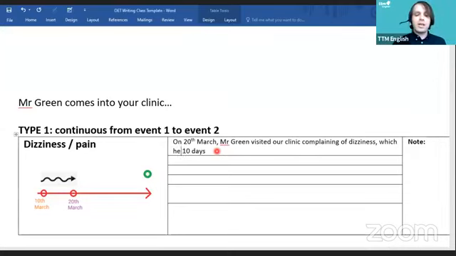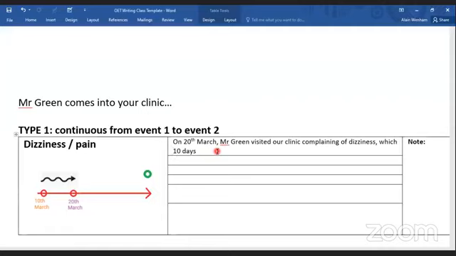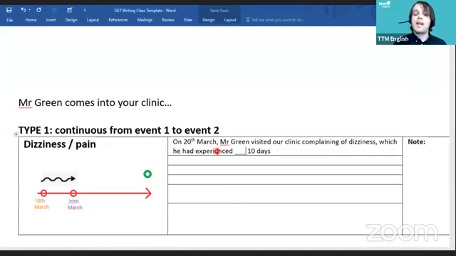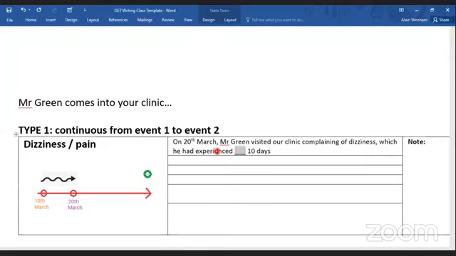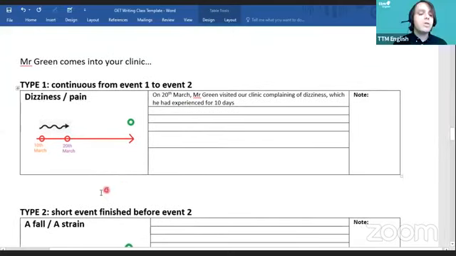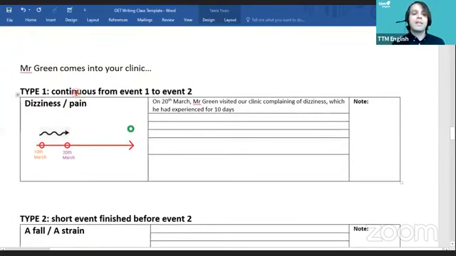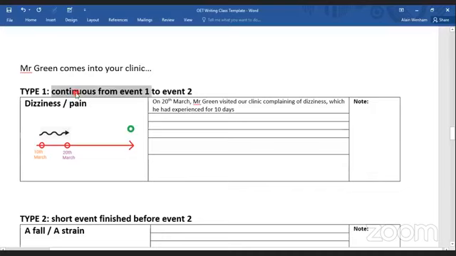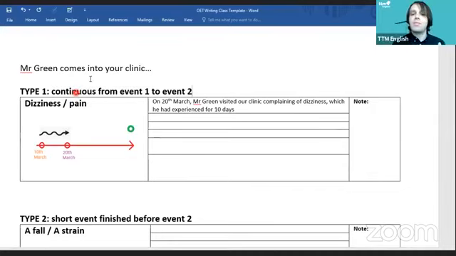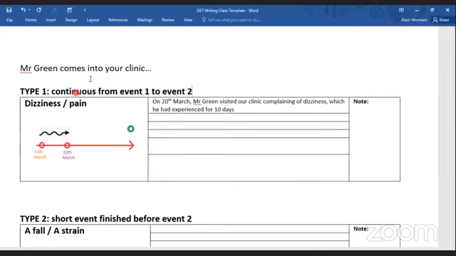So which? He had experienced. And what do I need here, guys? Can everyone shout out? For the last 10 days. For 10 days. Okay. So there's two types. When you think about past perfect, you've got to think about, is this event finished in the past, of the past, or is it ongoing? Something like dizziness here. Look, it's a continuous event. It's continuous from one event to another event. Microphones off, please.